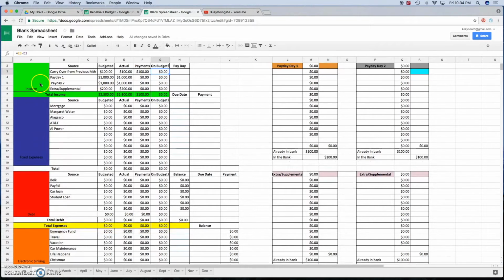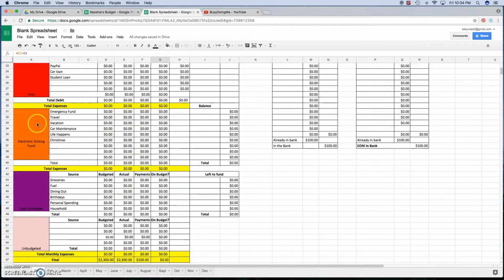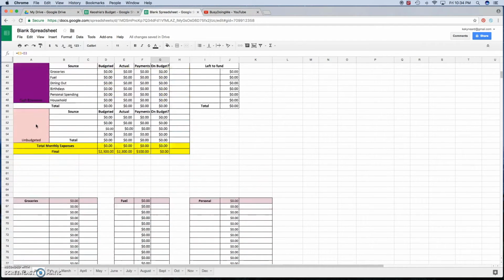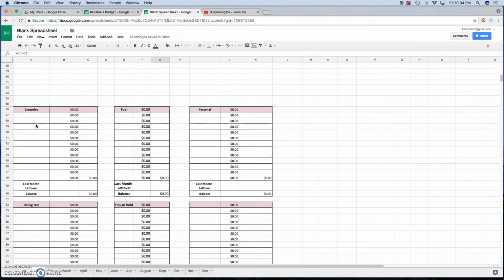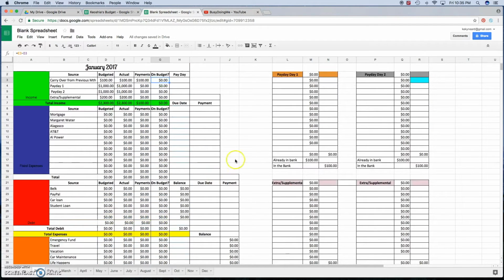So in the categories, I got income, fixed, debt, electronic sinking funds, cash envelopes, and things that are unbudgeted. I also have all of your cash envelopes down here. So if you would like to track where you spent your money on those cash envelopes, you can. And then over to the side, I have payday 1 and 2, and then supplemental income or extra income. If you get paid every week, you can just change this to payday 3 and 4, or whatever the case may be. I get paid twice a month, so I only have 2 paychecks in here. But you can insert a row if you have more paychecks.